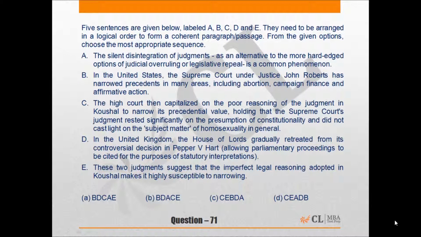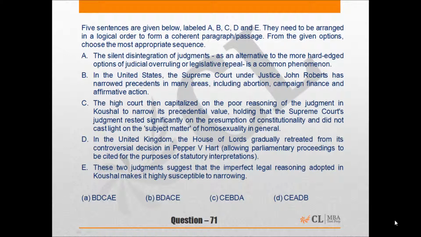When we look at statement A, it makes a very general statement that the silent disintegration of judgments is a common phenomenon. And when we look at statements B and D, we can see that these are the two examples which talk of silent disintegration of judgments, and considering these have happened in two different countries, we can assume that these are the examples of the silent disintegration of judgments being a common phenomenon. So the other mandatory sequence here would either be ABD or ADB.